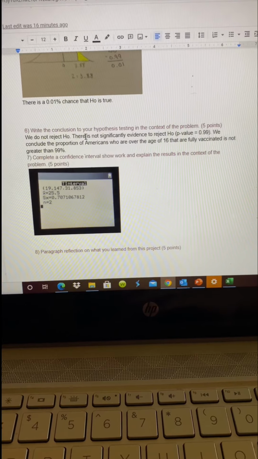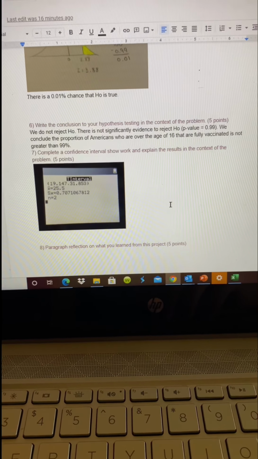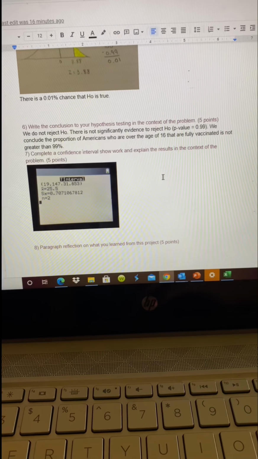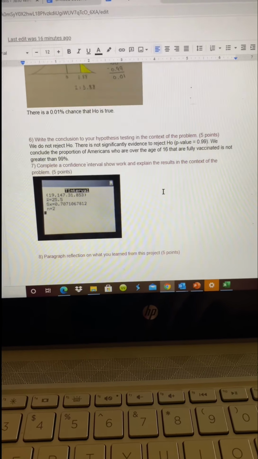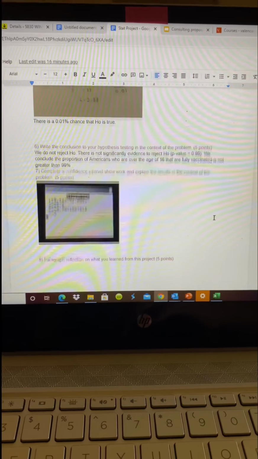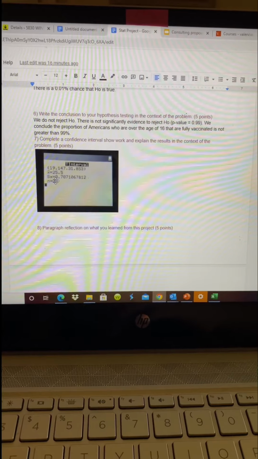Number 6, write a conclusion of your hypothesis testing in the context of the problem. We do not reject HO. There is not sufficient evidence to reject HO. We conclude the portion of Americans who are over the age of 16 that are fully vaccinated is not greater than 99%. Complete the confidence interval and show the work and explain the results in the context of the problem.